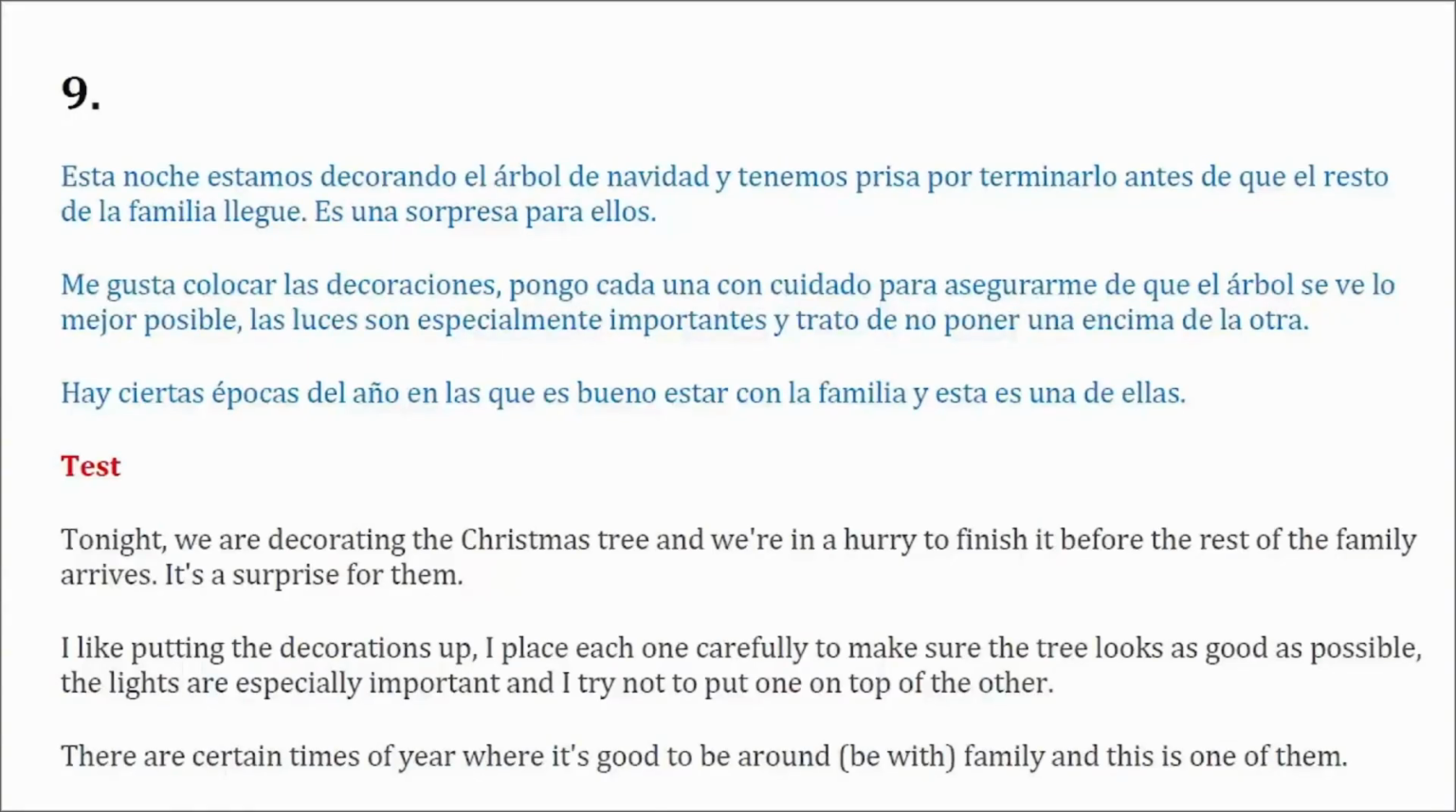Let's go through text number 9. Esta noche estamos decorando el árbol de Navidad. So tonight we are decorating. Decorar is the verb to decorate. And this means that we're right now in the process of decorating. Estamos decorando el árbol de Navidad, the Christmas tree.